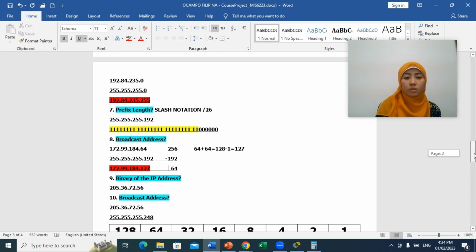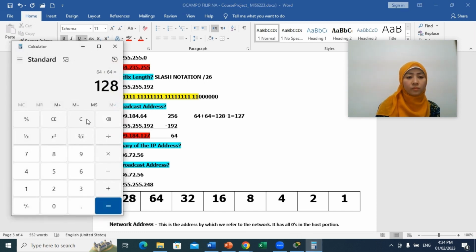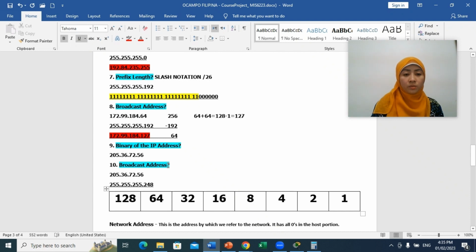Okay, so moving on, binary address of 205.36.72.76. To do that, we will need this magical table for our guide to compute the binary. So 205 minus 128 is 77. So we have the value of 128, so it's possible.